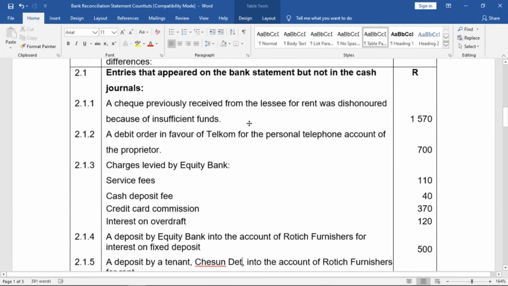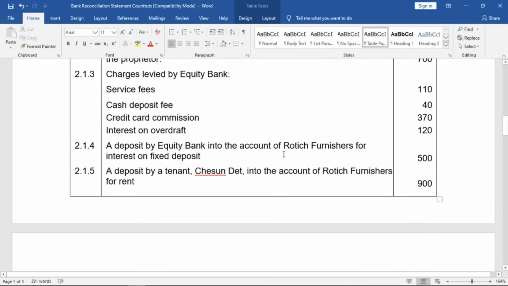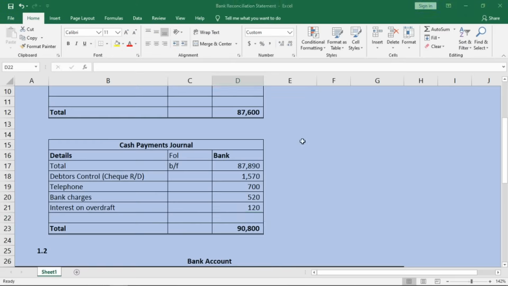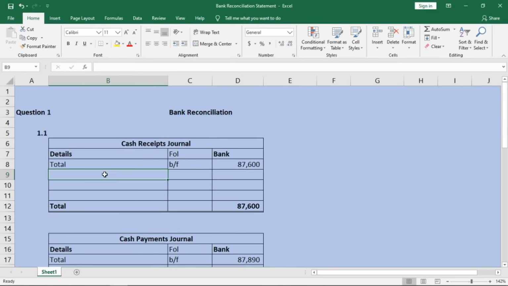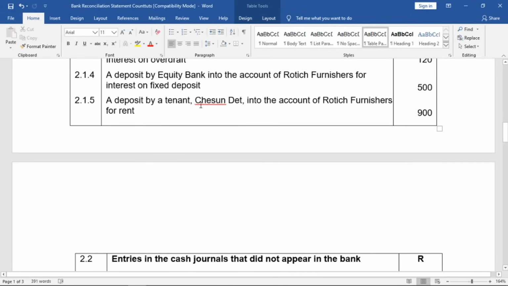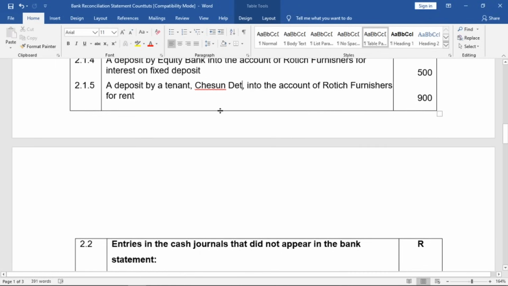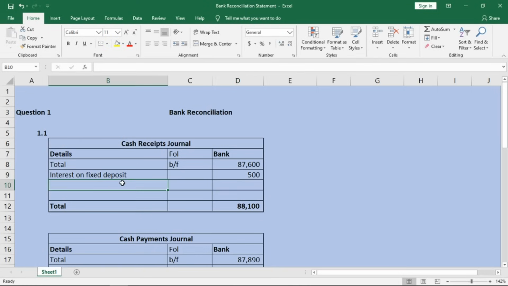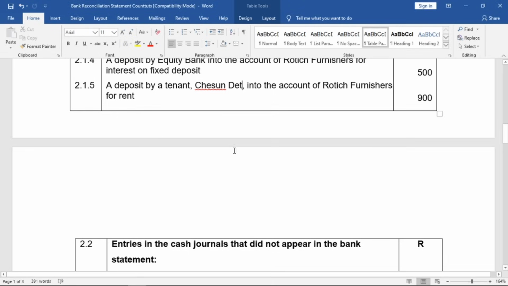Remember, all these didn't appear in our books as we're told up here. So we have to put it in our cash receipts journal for 500 rand. So I'm going to go to my cash receipts journal and write interest on fixed deposit, and then I put in the 500 rand. And then the next one, a deposit by a tenant into the account of Rotich Furnishers for rent. So we're going to call it rent income. And then how much was that? That was 900 rand. So I'm going to put 900 rand. Then we move on to the next one.